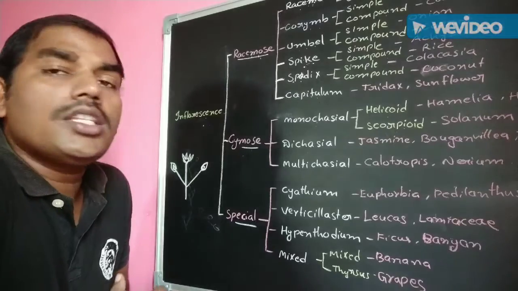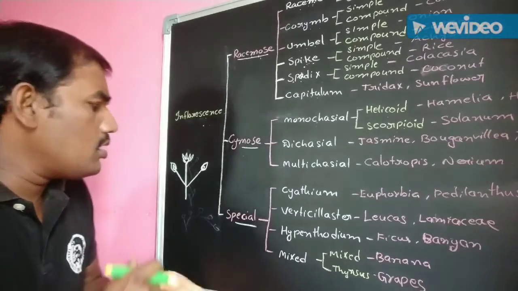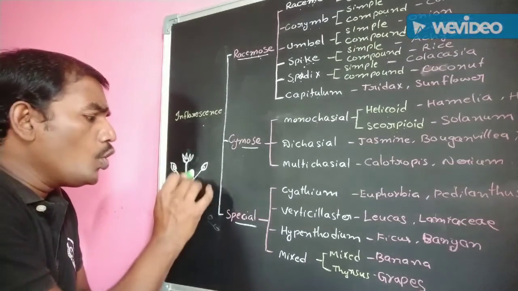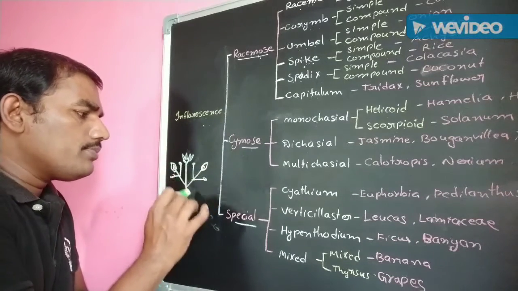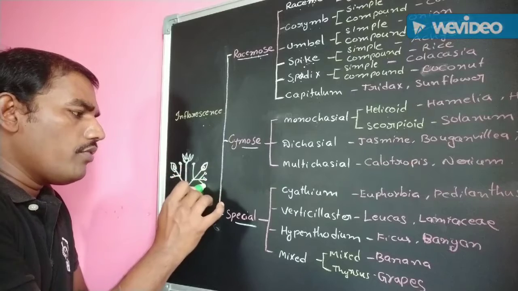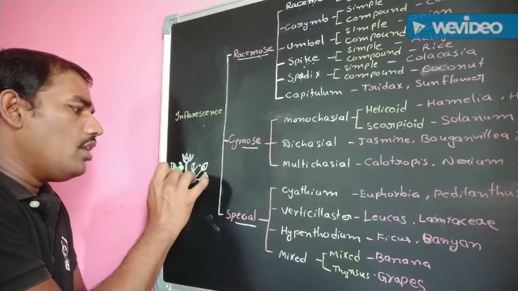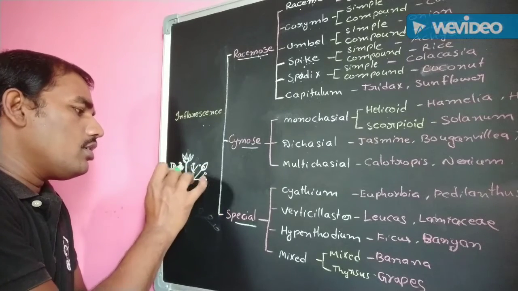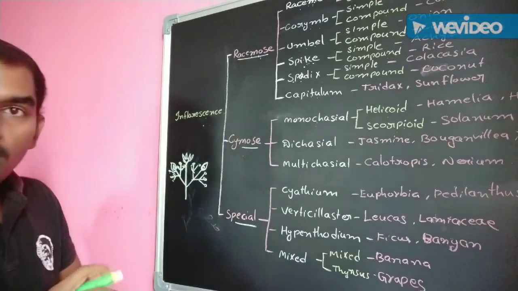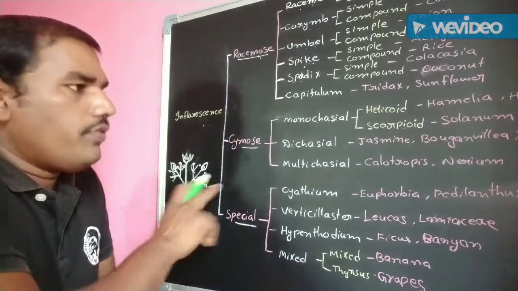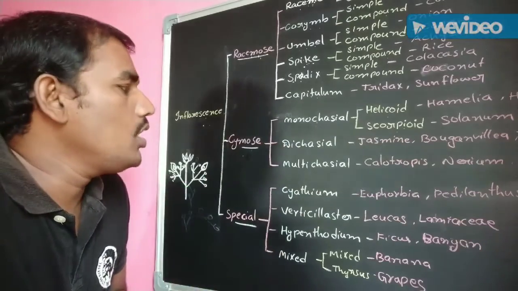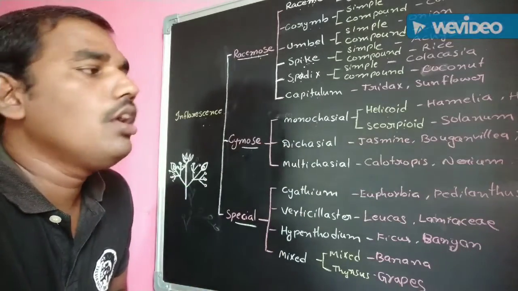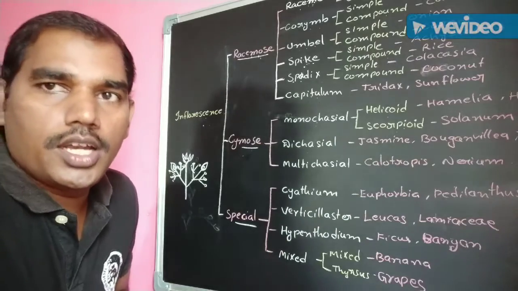And polychasial cymose inflorescence. In this polychasial cyme, more than two branches are formed. These also end with peduncles, and every peduncle also ends with flower formation of floral buds. Okay, this type of inflorescence is polychasial cymose inflorescence. Example, Calotropis gigantea, Gilledu.